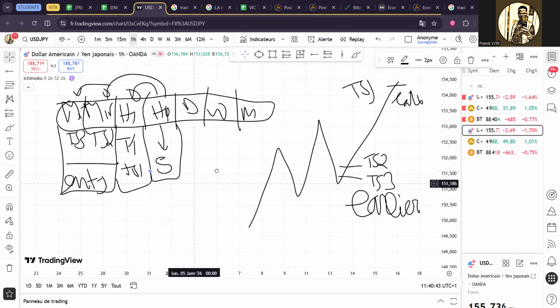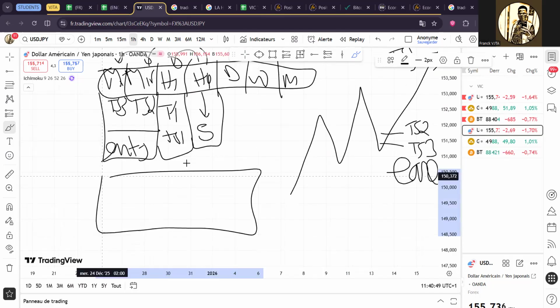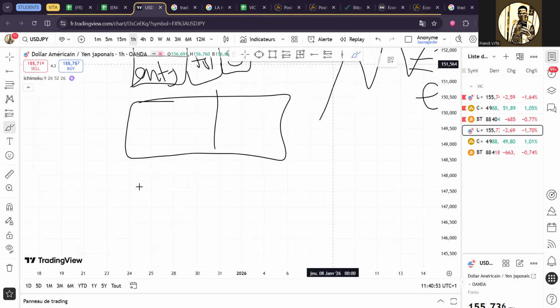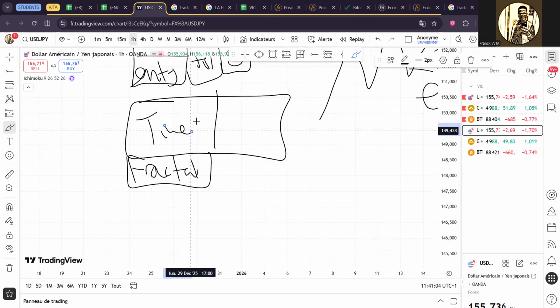So you understand that basically trading is made of 2 things. Trading is made of fractals, right? The fractals are the time frames. All of those time frames.